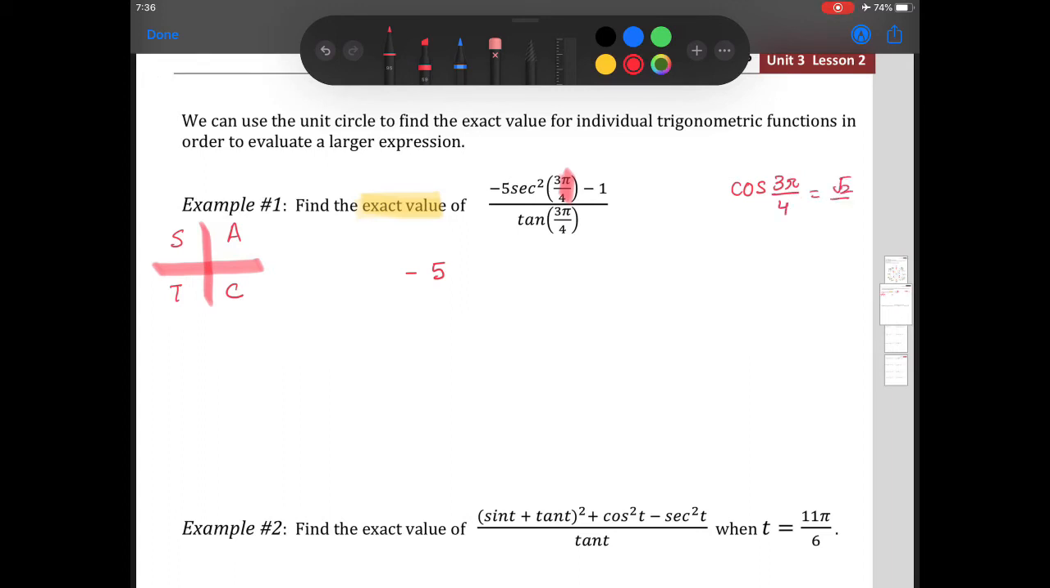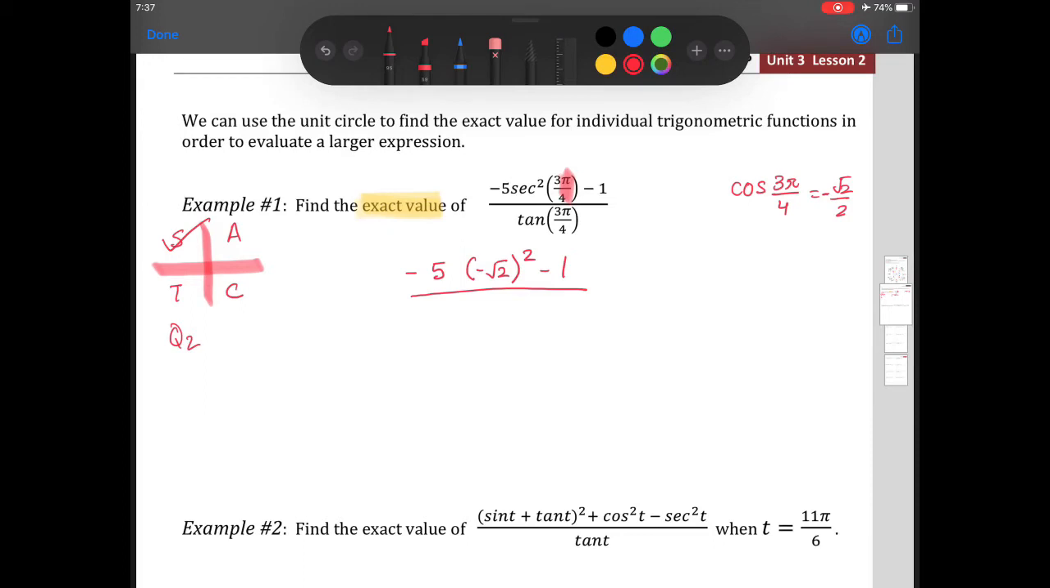It will be rad 2 over 2 actually, and 3 pi over 4 is in the second quadrant, so it's going to be negative. So secant would be the reciprocal of it, so it would be just negative rad 2, right? Negative 1. We're in the second quadrant, so let's check that. Or just write quadrant 2. Write that so that you don't make mistakes over and over again.